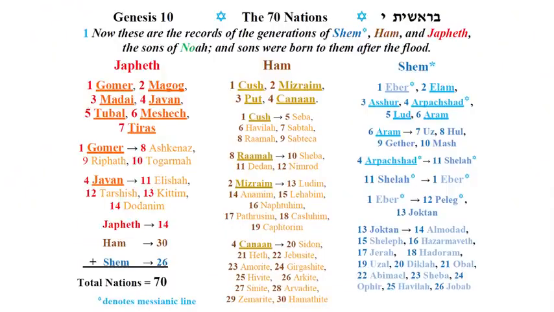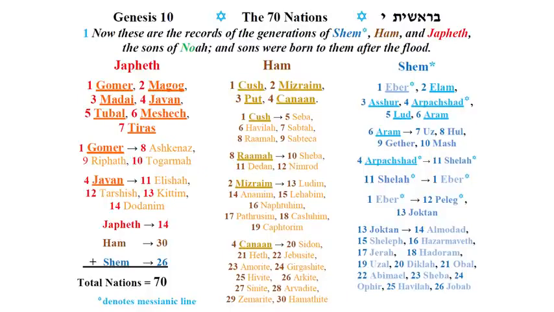Or was it? Okay, in Genesis chapter 10, this is after the flood. Genesis chapter 10 is known as the Table of Nations. Verse 1 says, now these are the records of the generations of Shem, Ham, and Japheth, the sons of Noah, and sons were born to them after the flood. And there it goes through and lists each son and their children and some of their grandchildren. Japheth, it lists 14 of his descendants. Ham, it lists 30 of his descendants. Shem, it lists 26 of his descendants.